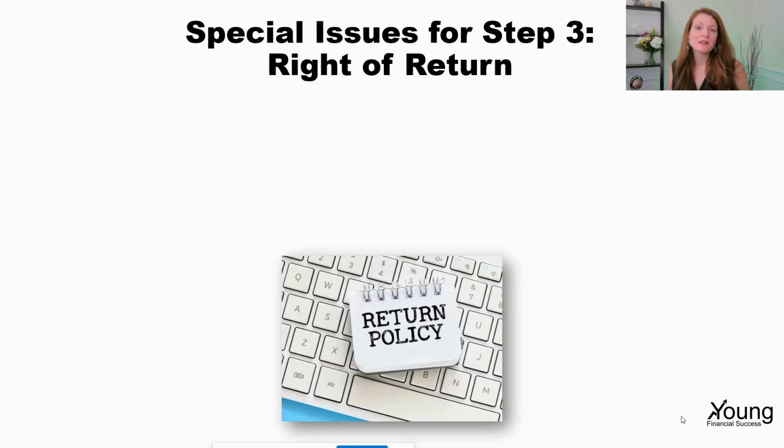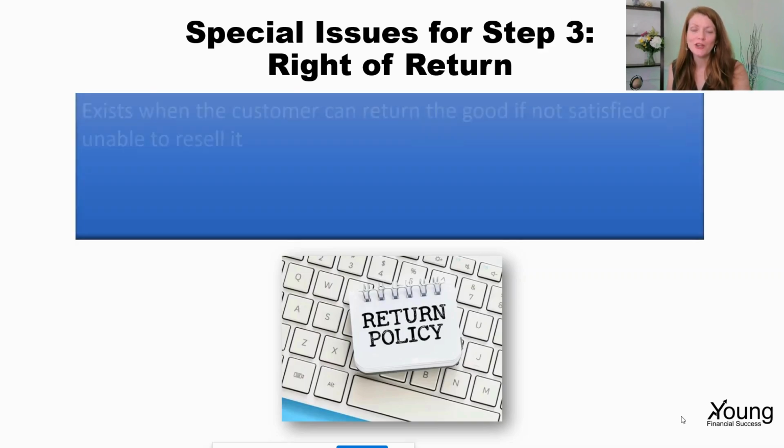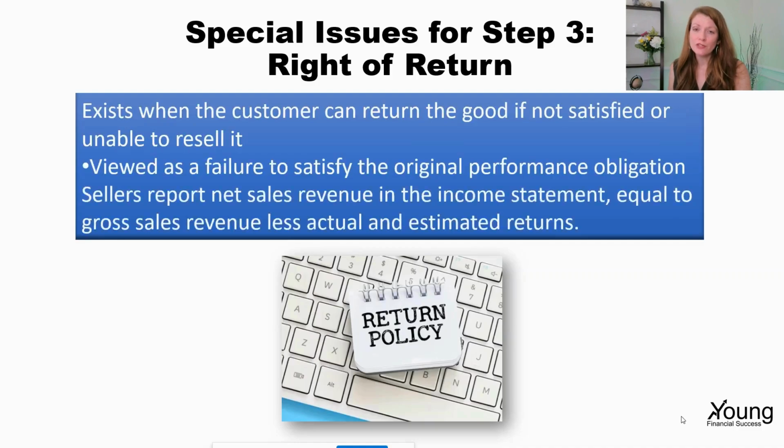So right now we're talking about special issues, and we are in step number 3 of 5, and we're talking about the right of return. This right of return exists when the customer can return the good if not satisfied or unable to resell it. So, we've all done this before, right? We have all returned goods, whether it is to Amazon or Walmart or wherever we may be purchasing things from. We've all returned something because we were not satisfied with it, correct?